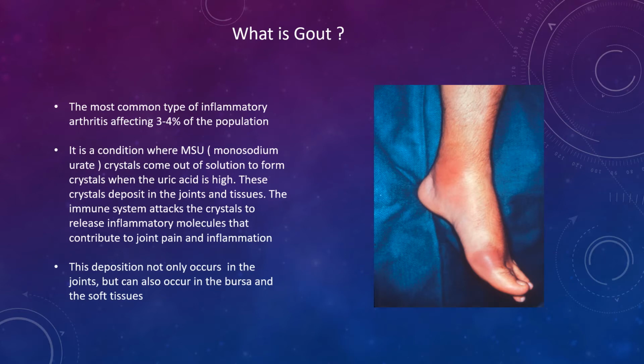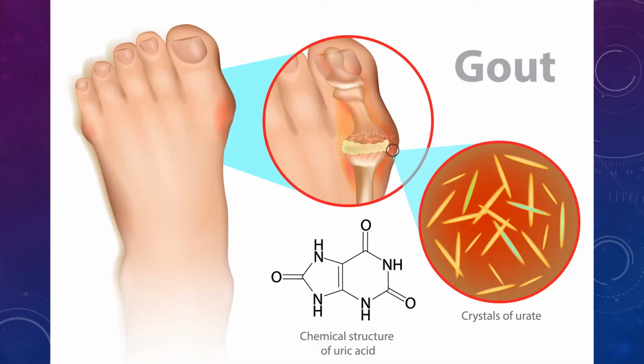What is gout? Gout's one of the most common types of inflammatory arthritis, affecting 3 to 4% of the population. It's a condition where urate crystals, or monosodium urate crystals, come out of solution to form crystals when the uric acid is high. These crystals deposit in the joints and the tissues. The immune system then attacks the crystals to release inflammatory molecules that contribute to joint pain and inflammation. This deposition not only occurs in the joints, but can also occur in the bursae and the soft tissues.